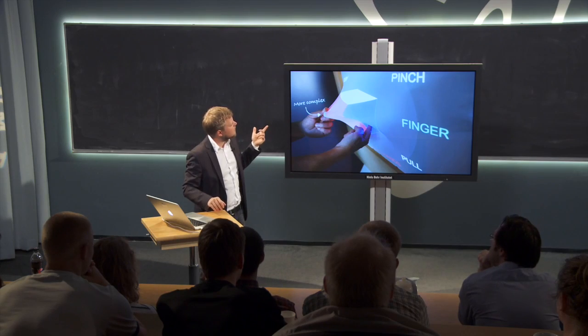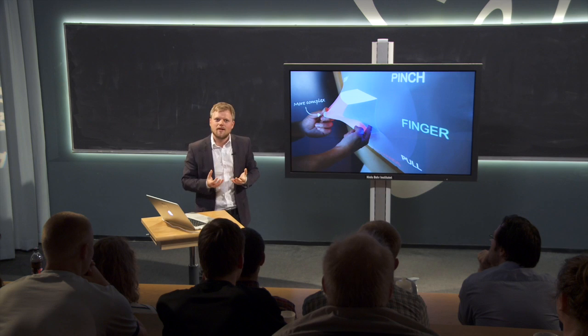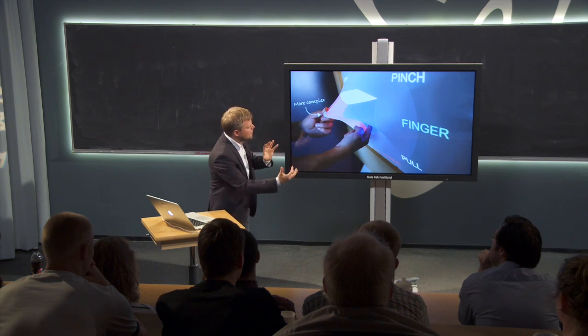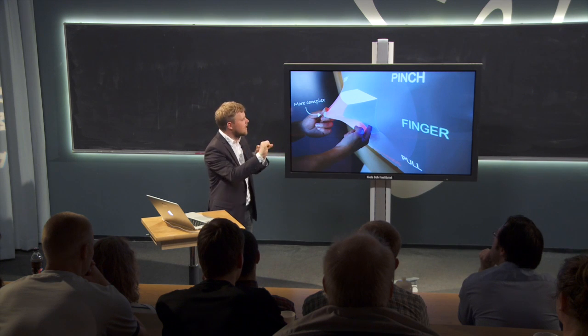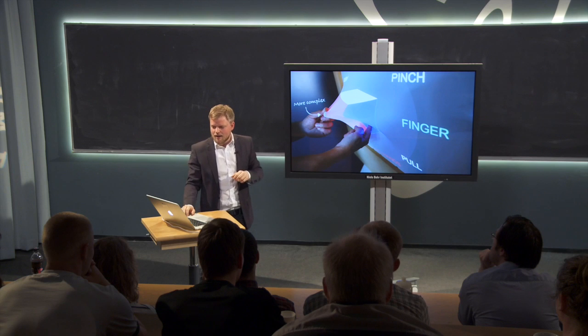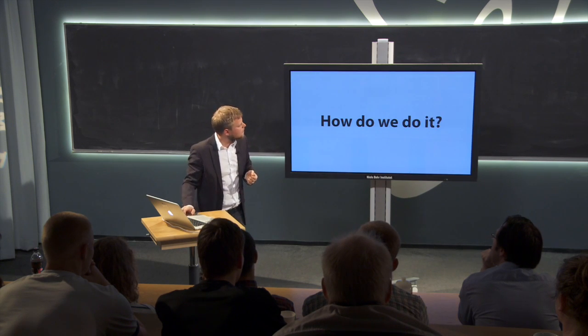But if we go back again and look at the deformable display, you'll see that this interaction is a bit more complex than just touching with the tip of our fingers. We have depth here and we have two fingers and different deformation gestures. And that's what I'm trying to find out. And how do we do that then?